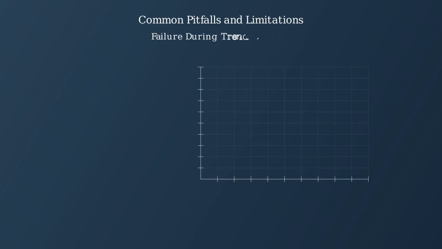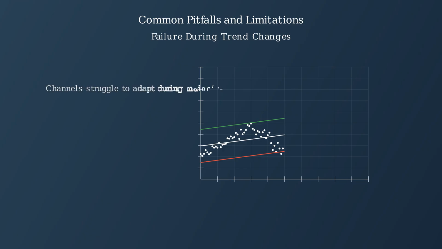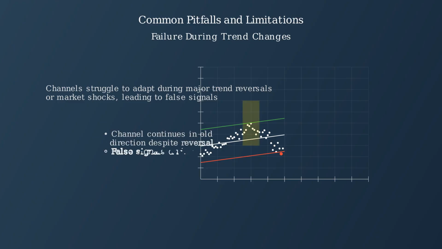Another significant limitation is how channels fail during strong trend changes or market shocks. The calculated channel often continues in the previous direction, even when the market has already reversed. Here we can see how the regression channel misrepresents the true market direction after a trend reversal. This creates false signals and can lead to significant losses if followed blindly.